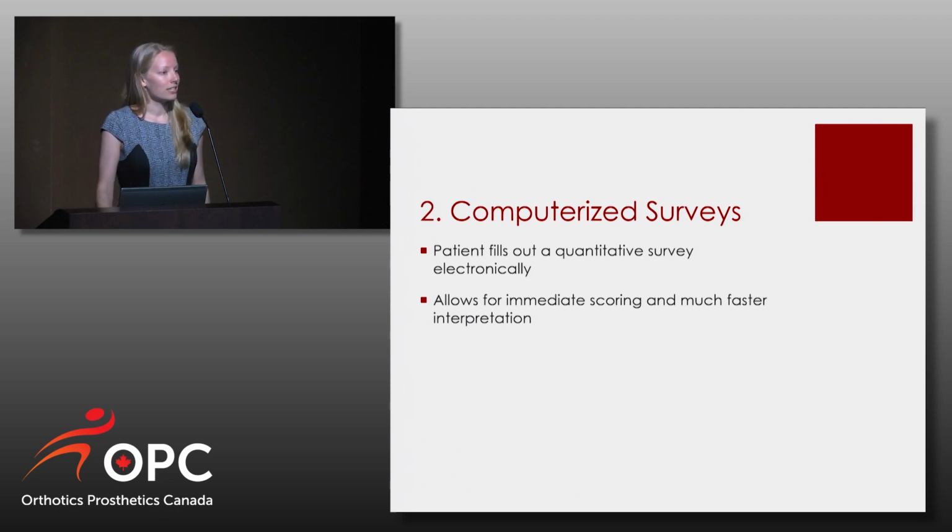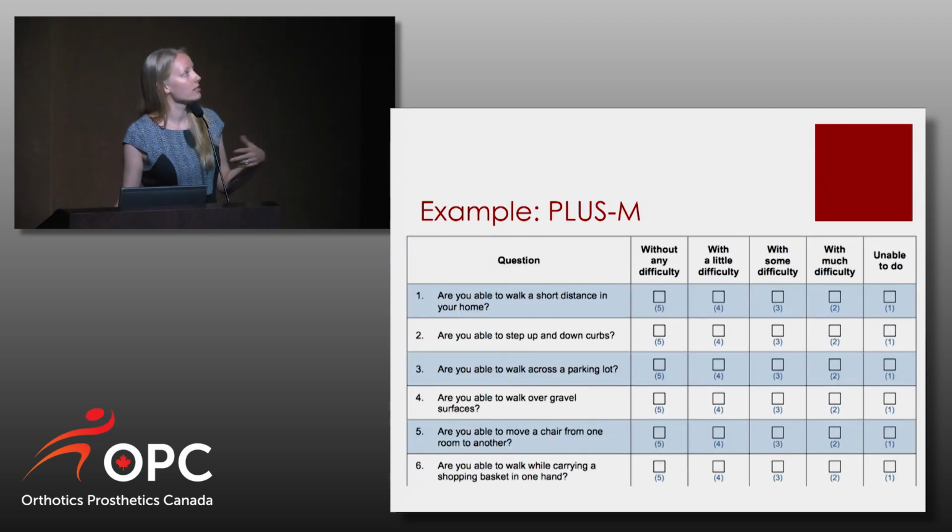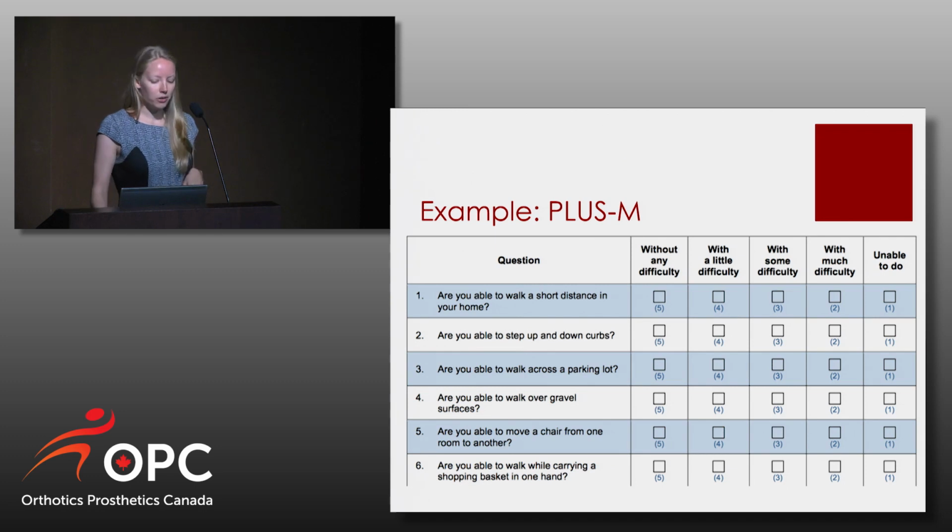So an example of this is the +M. This is a measure that Brian was talking about earlier. We use the 12-item one. So there are 12 questions. It asks, how difficult is it for you to complete these tasks? And the patient can mark it off, or they can do it electronically.